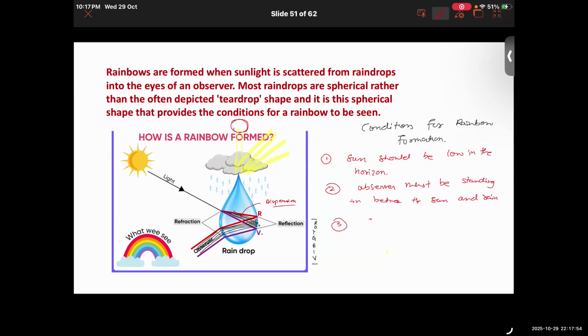Then third, you should be standing between the sun and the rain, and the sun needs to be behind you and the rain needs to be in front of you. The sun should be behind the observer. Okay, so hope you guys have understood about this rainbow, like how it is formed. Please tell me if there's any doubt.